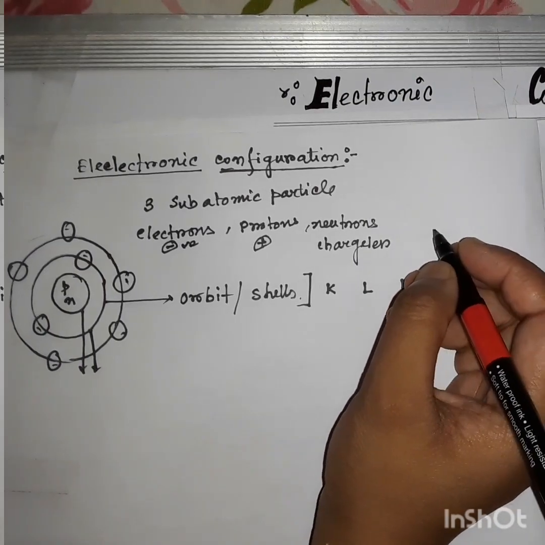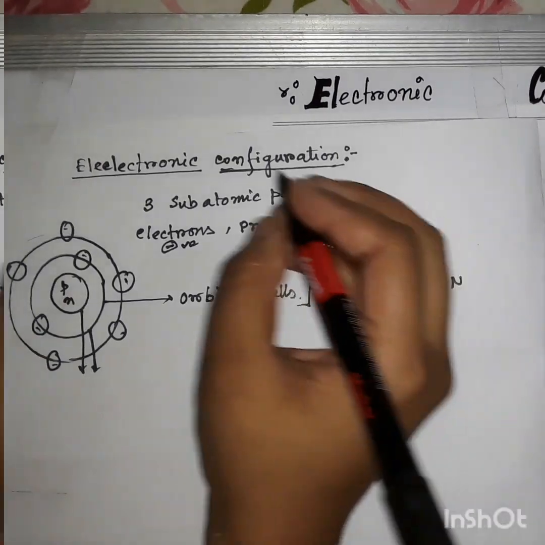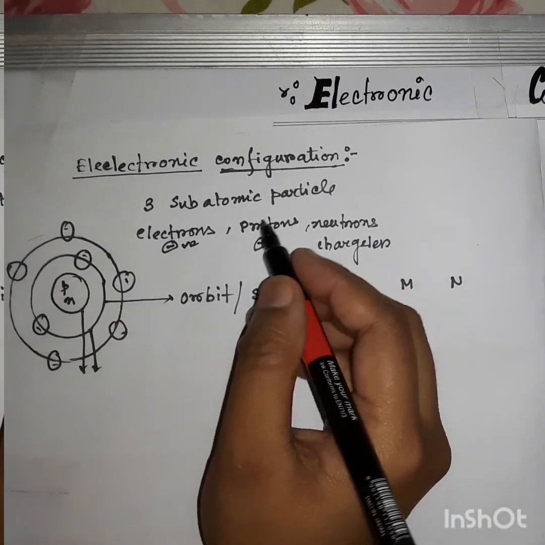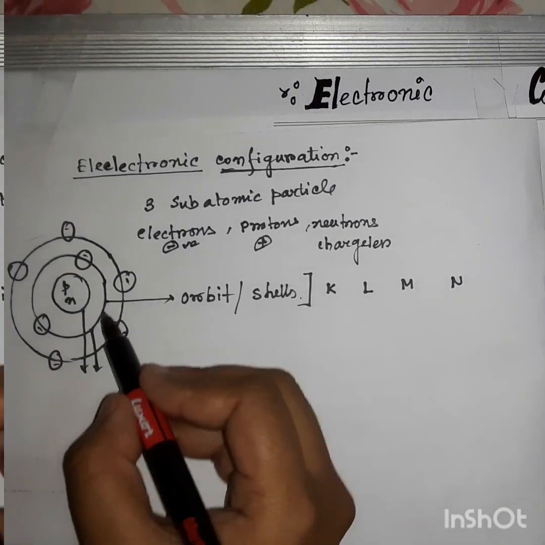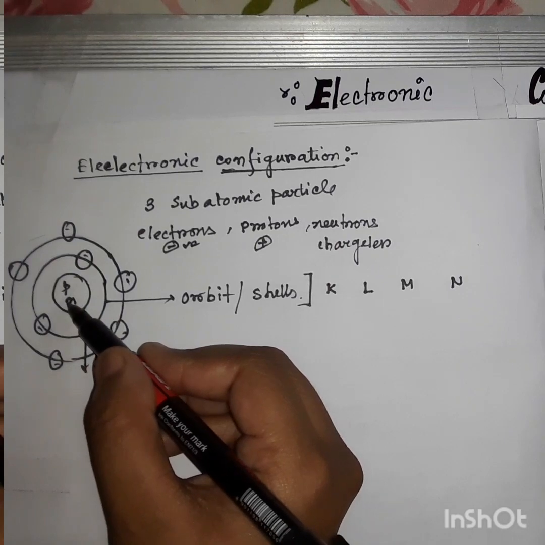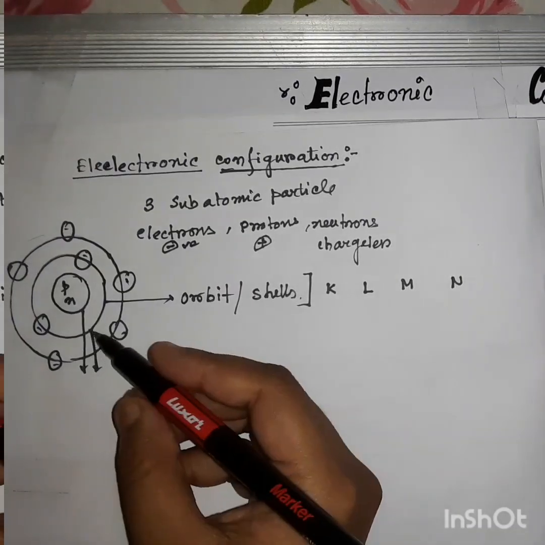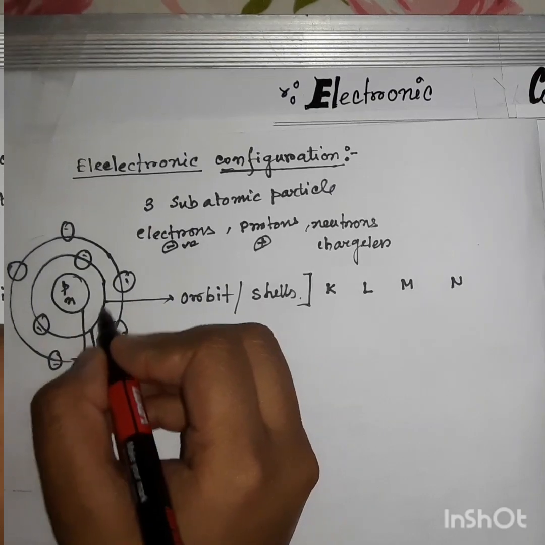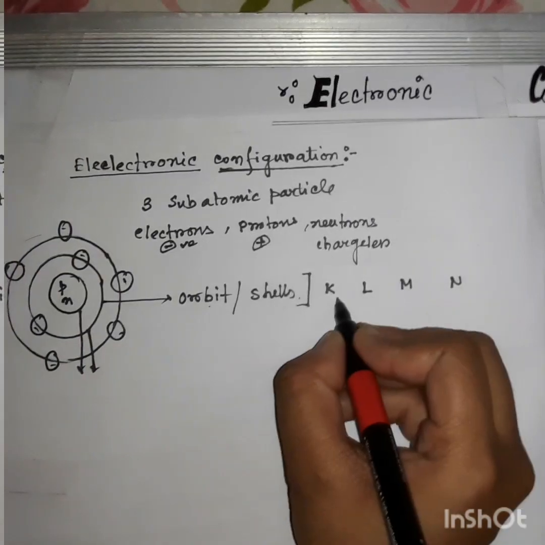So at first, we will recall the atomic structure, where we already read that an atom consists of three subatomic particles: electrons, protons and neutrons. When we draw an atom, we can see at the center of an atom there is the nucleus, where protons and neutrons are placed, and some circular orbits or paths around the nucleus where the electrons revolve around the nucleus.